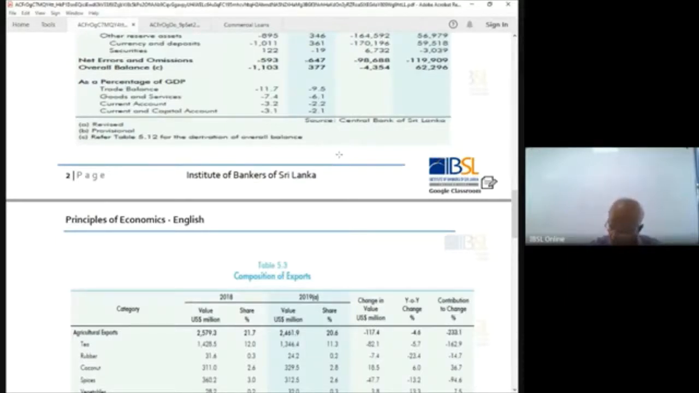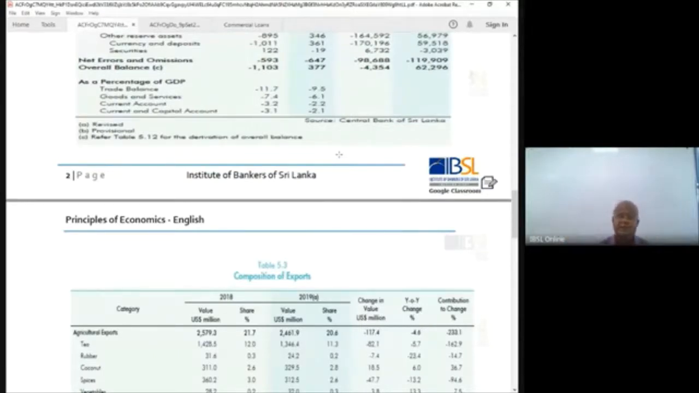Page 198. They calculate the overall balance. Page 5.12, reserves, overall balance. The overall balance is calculated in the table, item 8. Indirectly, they calculate 337. Please refer to 5.12 also. This is how they calculate the total overall balance. Right? Please take that also. There is a great impact from these three accounts.